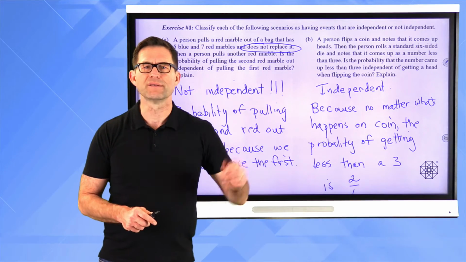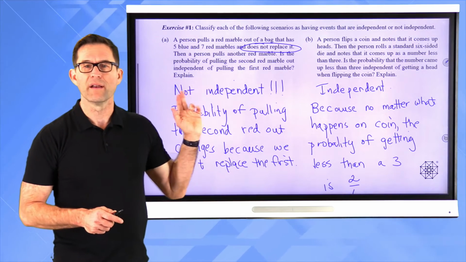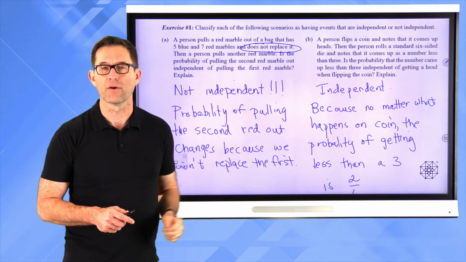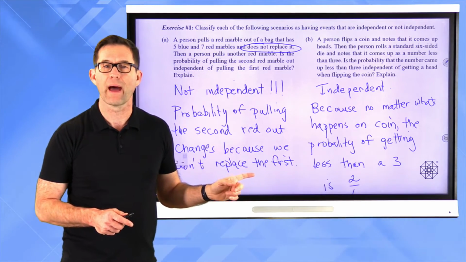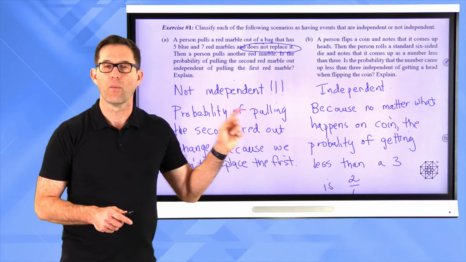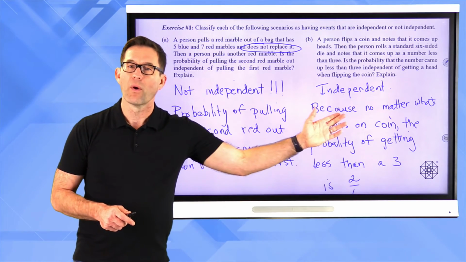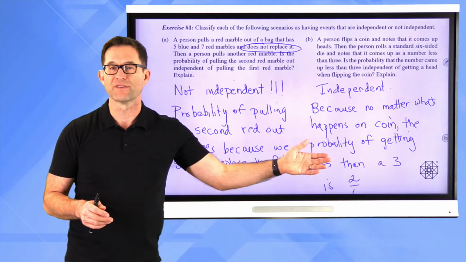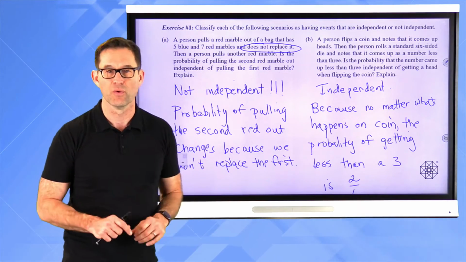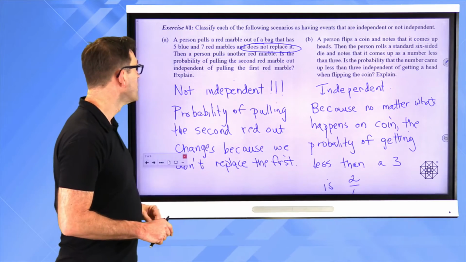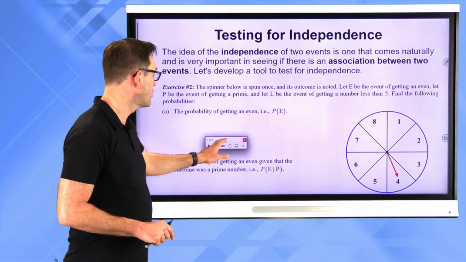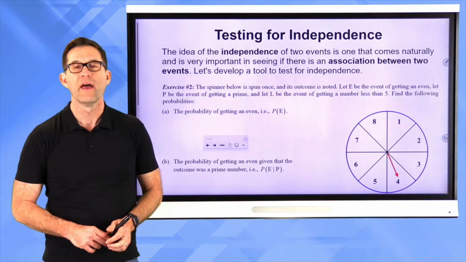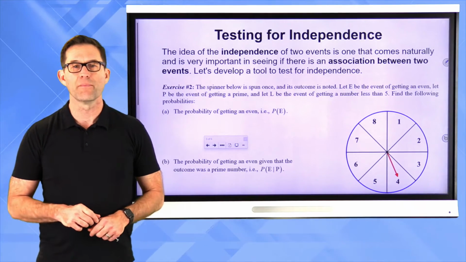Now, in these two cases, it's pretty clear. We've got two events that are not independent here because the probability of the second one happening changes depending on what happens with the first one. Whereas in the second case, they are independent because the probability of the second one happening has nothing to do with the first one happening. So let's take a look at a situation where it's a little bit more complicated. Let's call this testing for independence.